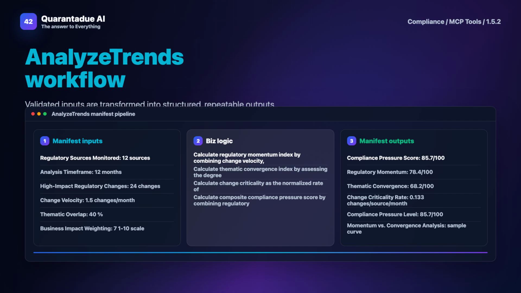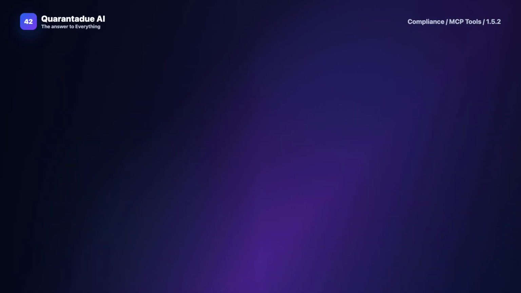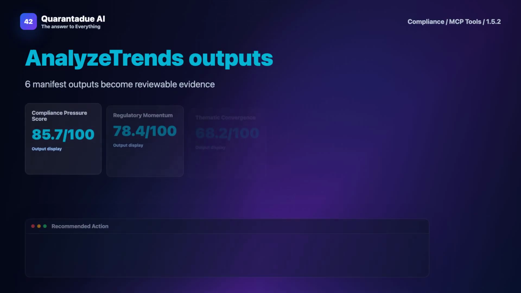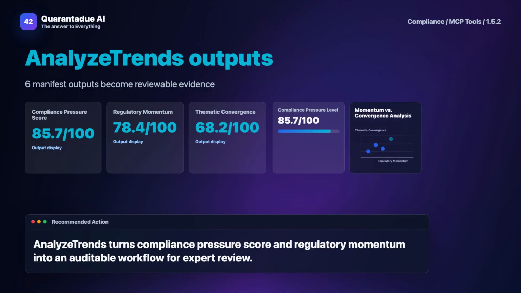Calculate change criticality as the normalized rate of high-impact changes per source per month. And calculate Composite Compliance Pressure Score by combining regulatory momentum, thematic convergence, and business impact weighting. Normalize to a 0-100 risk assessment scale. This keeps the process deterministic, reviewable, and aligned with how compliance teams actually make decisions.